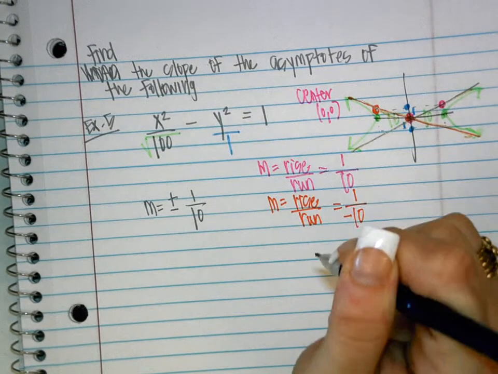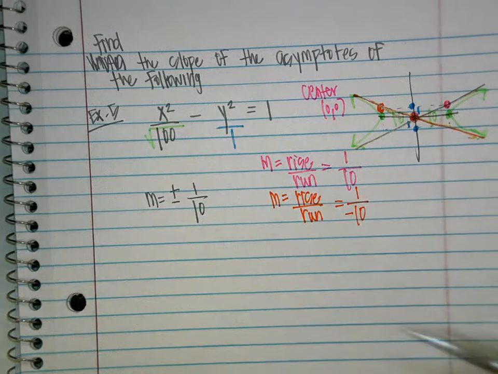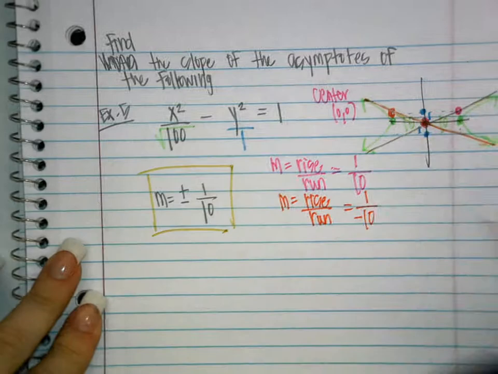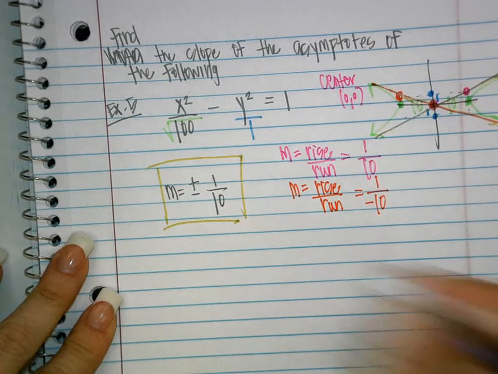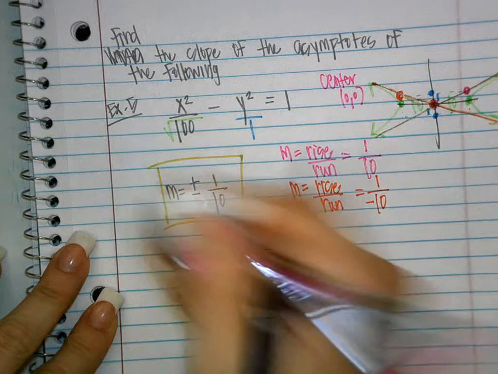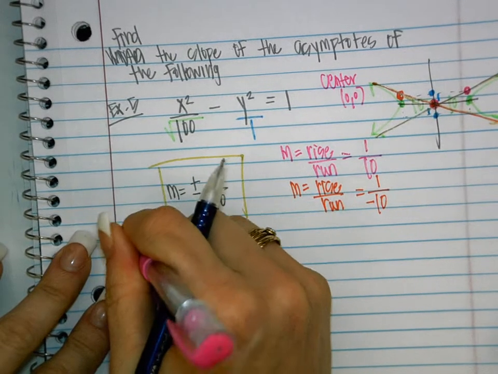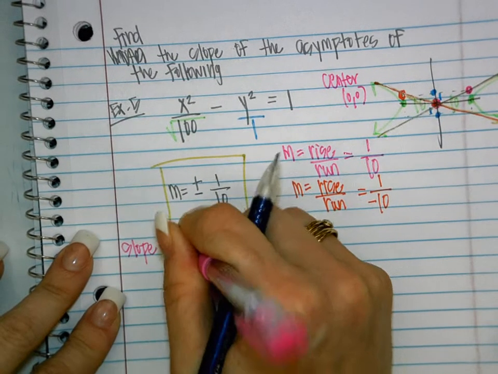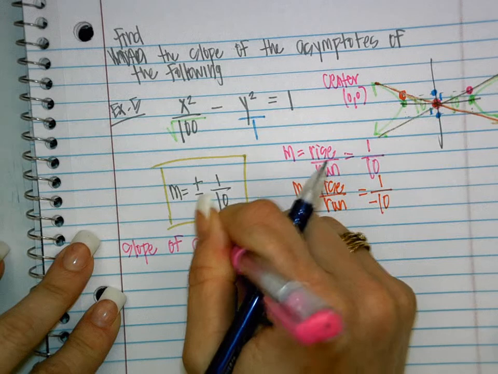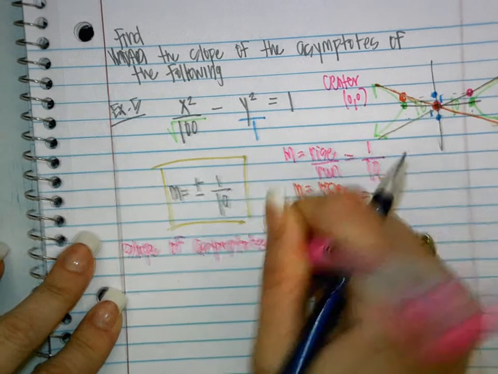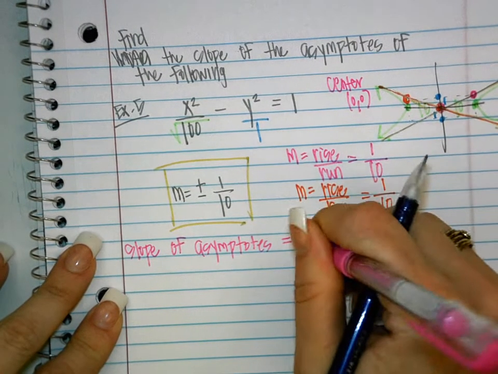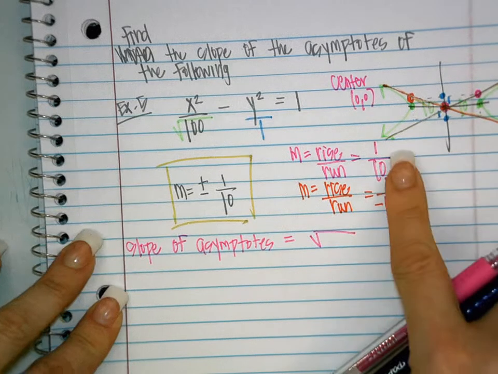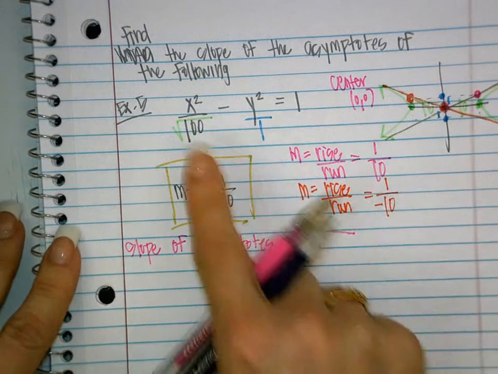Now, there's an even simpler way to do this, though. I'm going to give you a little formula here. Slope of asymptotes is equal to plus or minus the square root of, which one tells you the rise? Is it the x denominator or the y denominator?